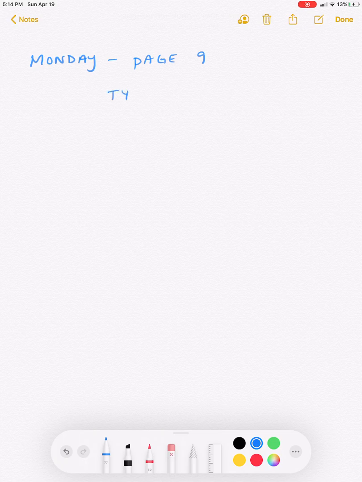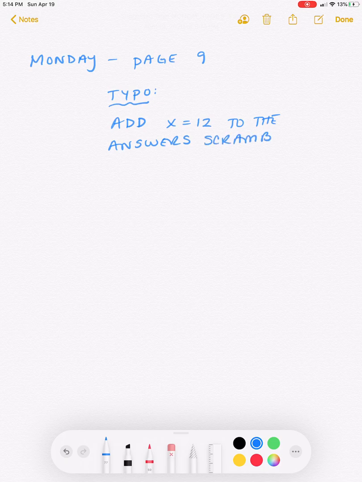I want you to know, though, there's kind of like a typo. You need to add x equals 12 to the answer scramble. You're going to get x equals 12 twice, but it's not in the answer scramble twice. So I want you to add x equals 12 to the answer scramble. That's how I'm going to know you watched the video, because you won't be texting me asking me if it's okay that you got x equals 12 twice.